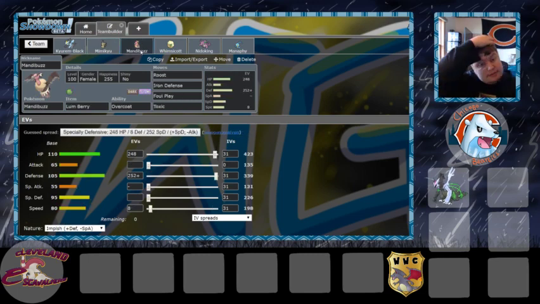We are bringing Mandibuzz again as a wall, just a massive physical wall. Roost, Iron Defense, Foul Play, Toxic. Basically, once Rotom goes down, I can click Iron Defense every single time. Go plus two, and then I basically just wall out everything except Diancie. Diancie and Rotom are the two things that can break this thing down pretty quickly.